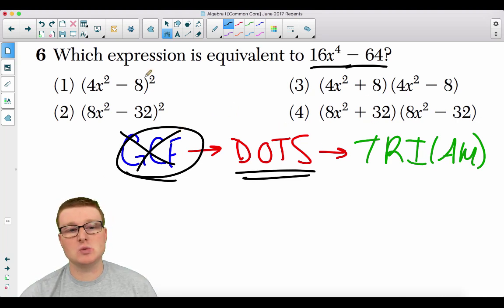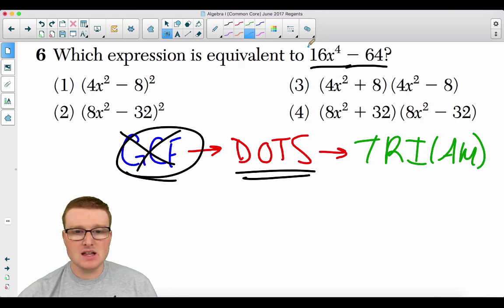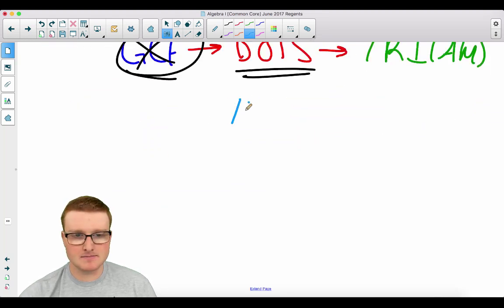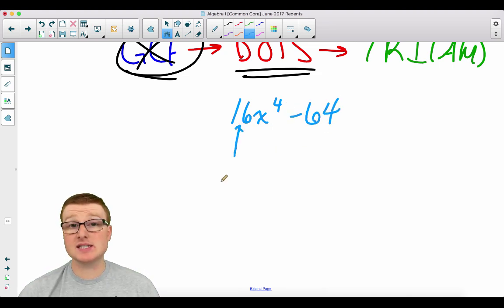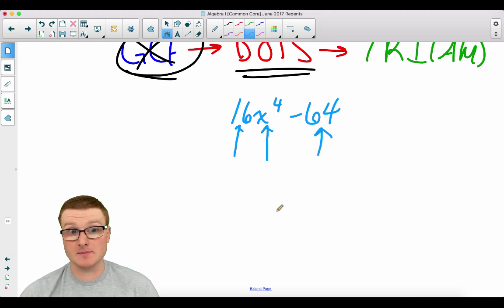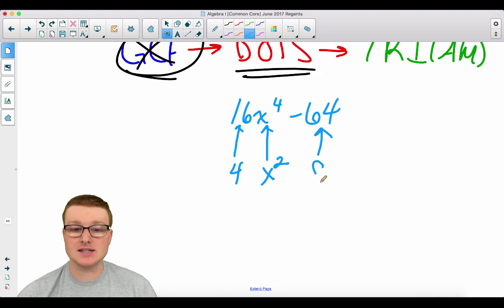But the question asks which expression is equivalent. It's not saying factor it completely. So anyway, let's go ahead and factor this by the difference of two perfect squares. We have 16x to the 4th minus 64. What is the square root of 16? What is the square root of x to the 4th? And what is the square root of 64? The square root of 16 is 4, the square root of x to the 4th is x squared, and the square root of 64 is 8.